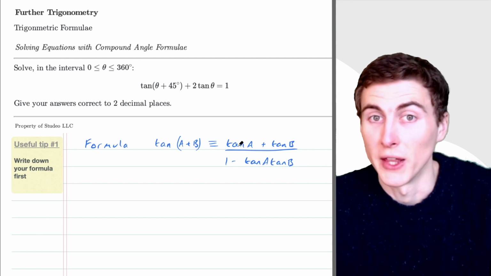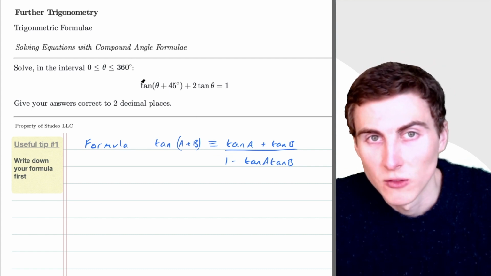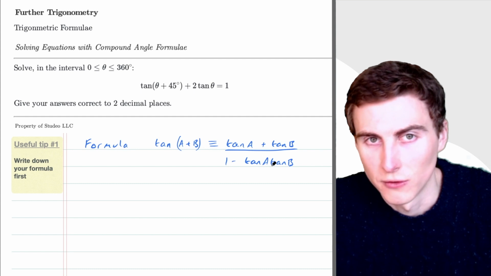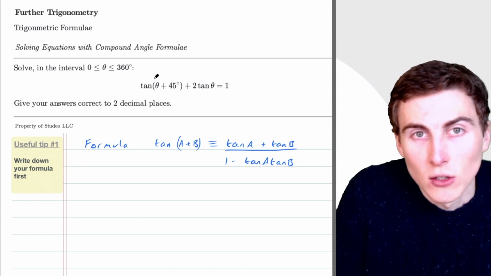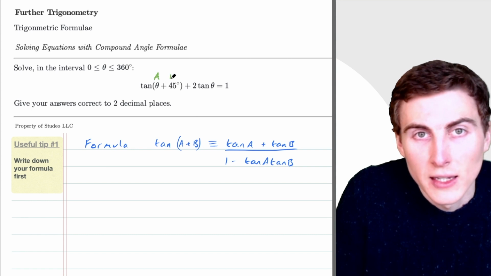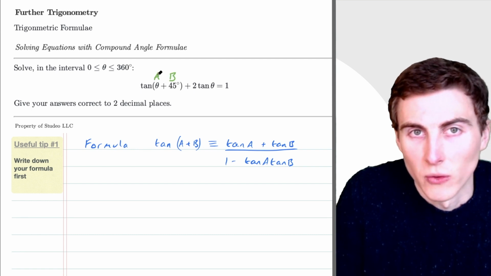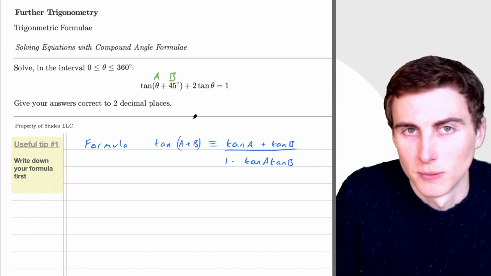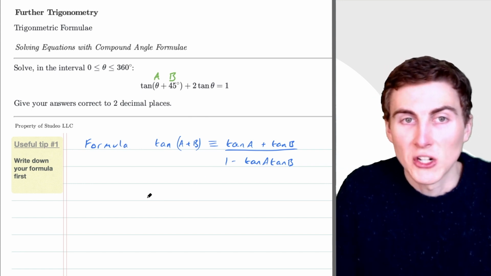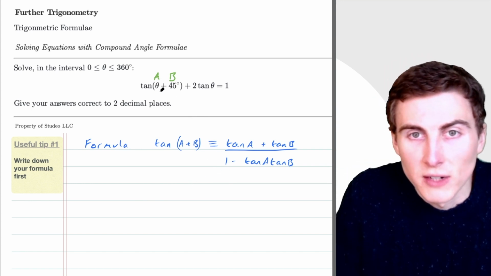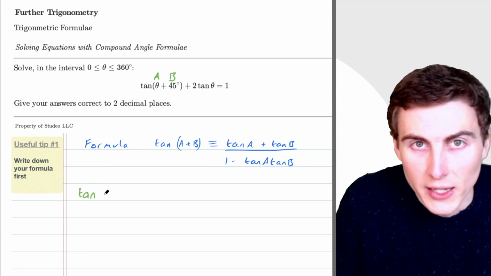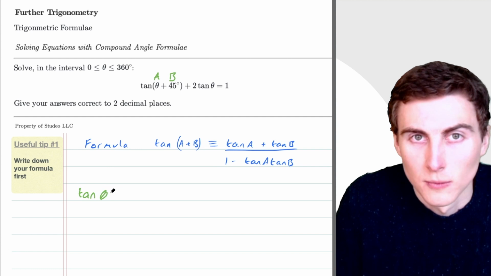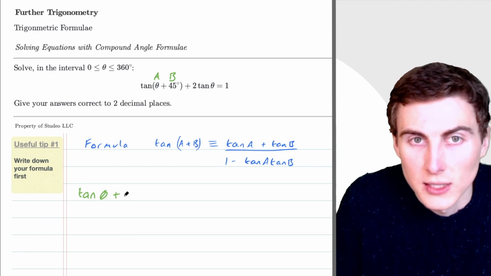And then we just apply that. Instead of writing this, we'd write all of this stuff. Basically, we want to think of this here as the A, and this here is B. So A is theta, B is 45. So when I actually write all that out, instead of writing this bit at the beginning, I'm going to have tan of A, which in our case is theta, plus tan of 45, because that's our B.